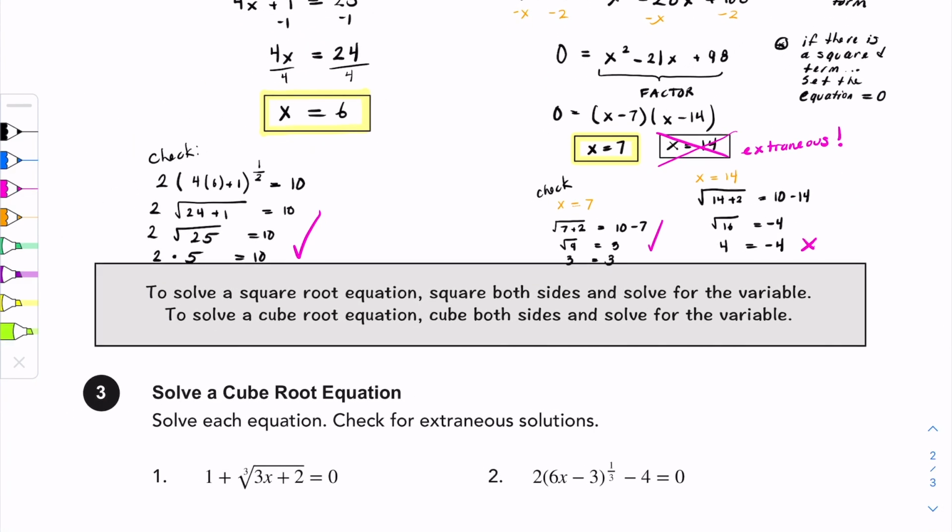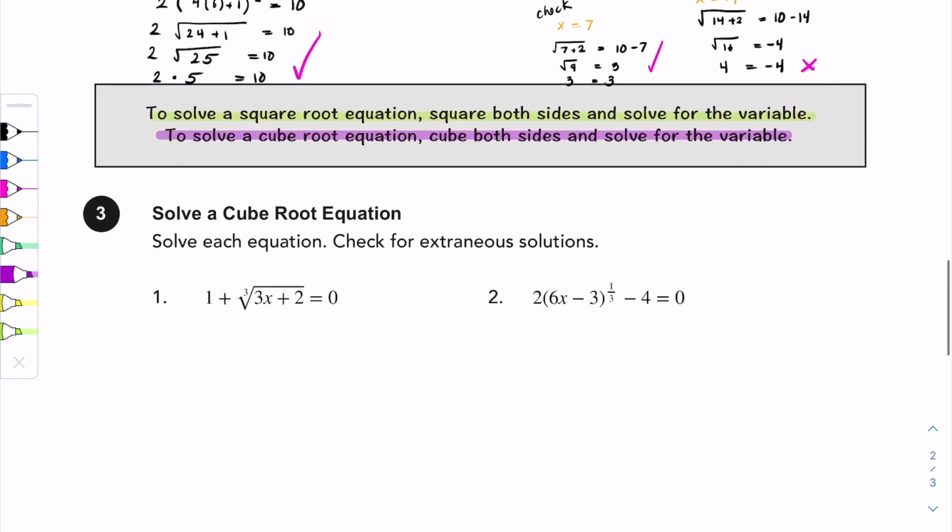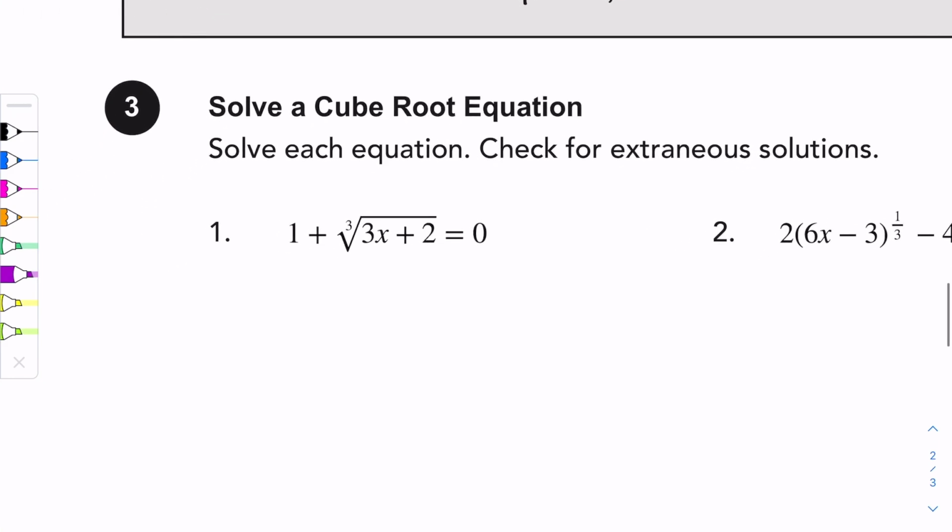Okay, so we just went over square root examples, and to do that, we squared both sides and solved for the variable. Next, we're going to go over cube root equations, and in this case, we cube both sides and we solve for the variable. So for number one, just to point out, you can see this is a cube root, so make sure you always notice the difference. But the solving process is the same.